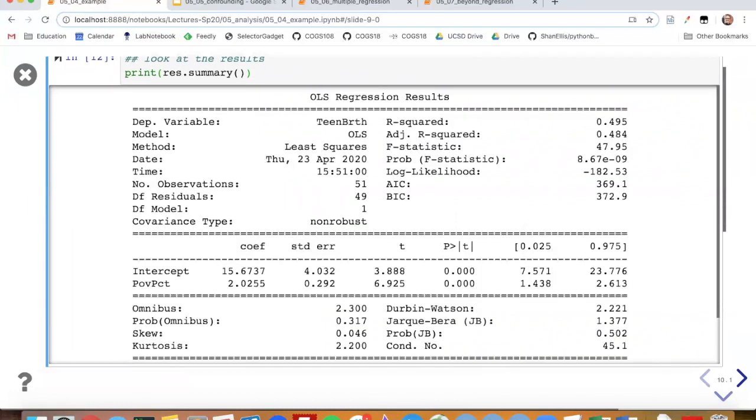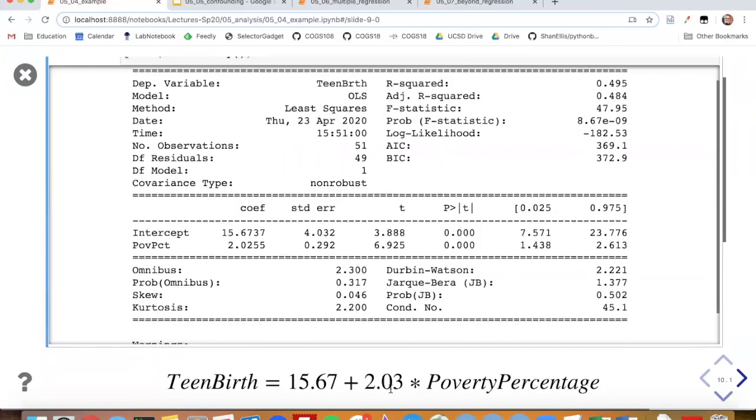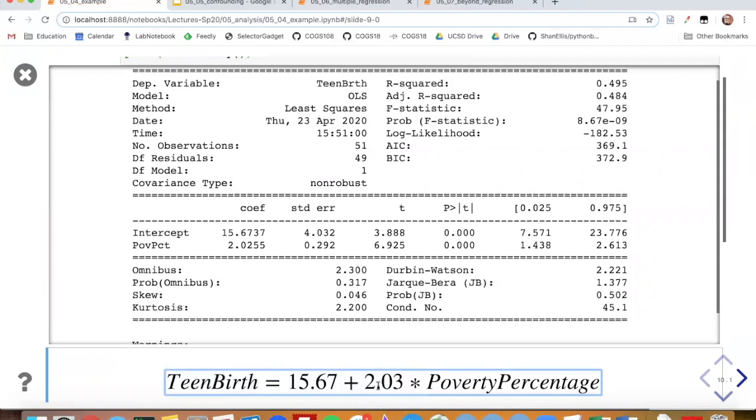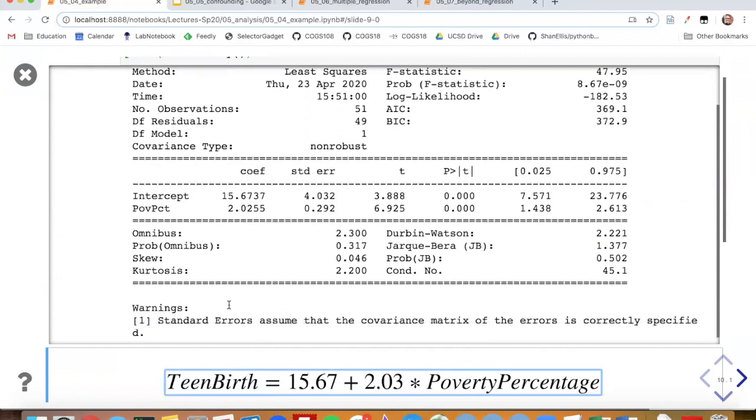Pulling up those results again, you could plug 15 into poverty percentage, multiply it by 2.03 and add 15.67 and get the exact estimate for teen birth rate.